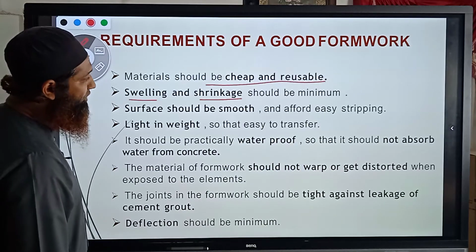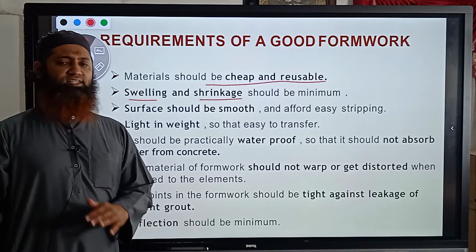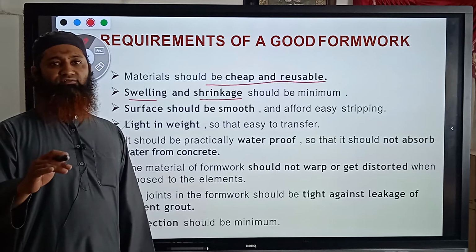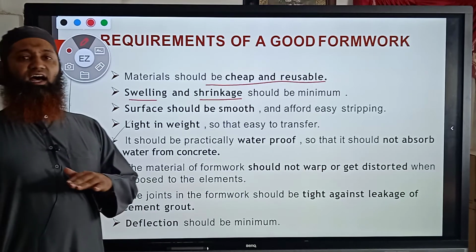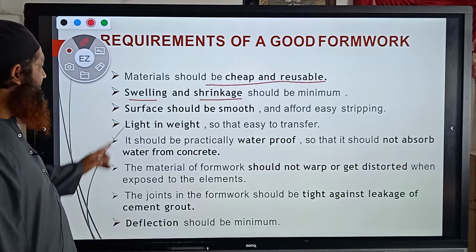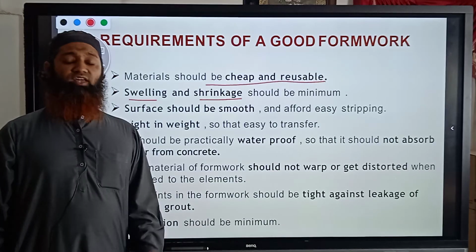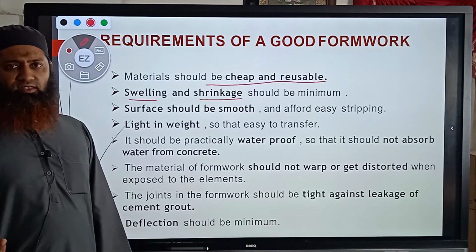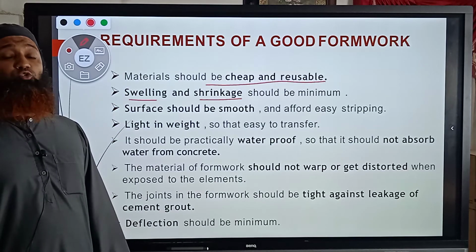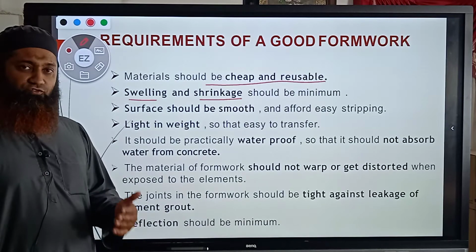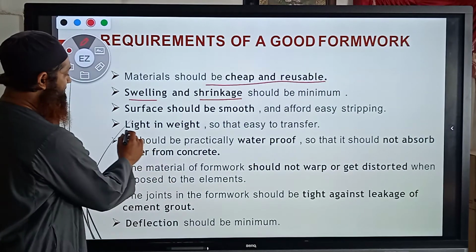The surface should be smooth and afford easy stripping. Sometimes if the surface of the formwork is not smooth enough, then the structural members become a solid mass with an uneven shape. So it is essential to have a good surface. It should also be light in weight so that it is easy to transfer. If the formwork is very heavy, where we come up with huge structures like G+5 and high-rise structures of more than G+10, it will be very difficult to transfer this formwork from one floor to another. So even this is important. It should be light in weight so that it is very easy to transfer.